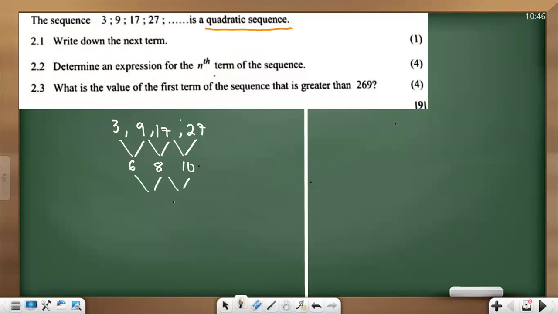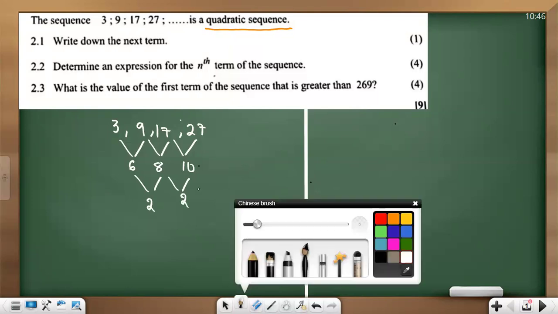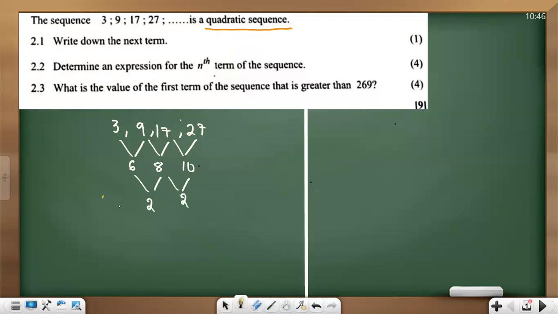I'm just going to run to my second difference. 8 minus 6, that's 2. 10 minus 8, that's 2. All right, it's now satisfied the condition that it is a quadratic. So can I get a, b, and c? We're going to say 2a equals 2, 3a plus b equals 6, a plus b plus c equals the first term.